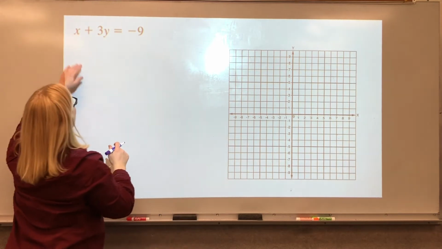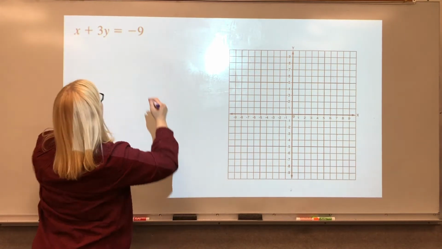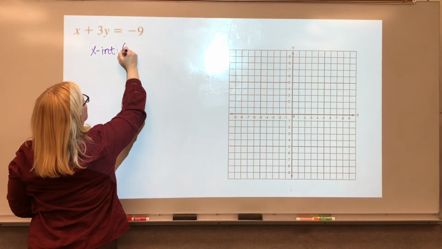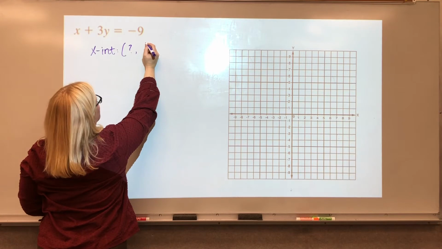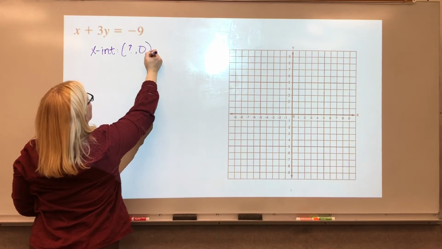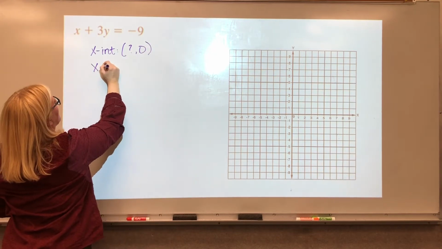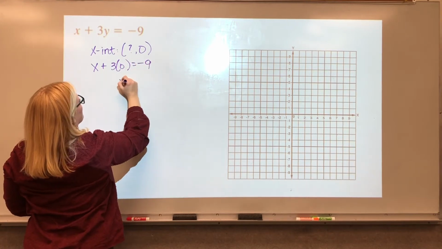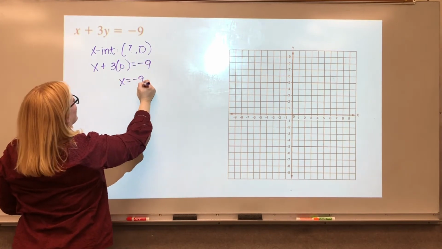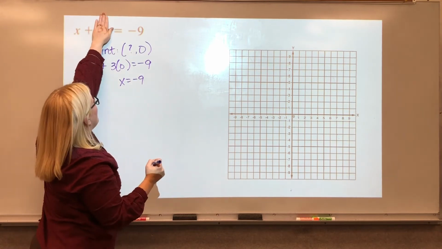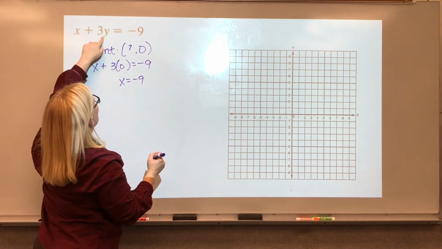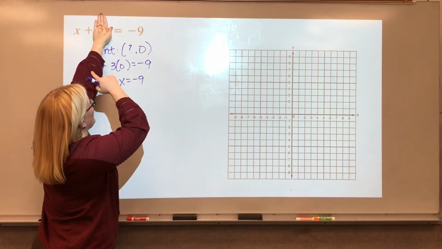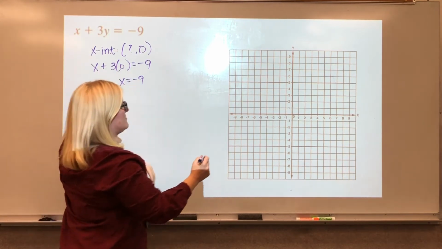So right here I've got x plus 3y equals negative 9. If I'm looking for my x-intercept, then x is going to be something, and y is 0. So x plus 3 times 0 equals negative 9. So x is negative 9. And I can also cover that up again, right? If y is 0, that makes this 0, it goes away, and I see x equals negative 9.